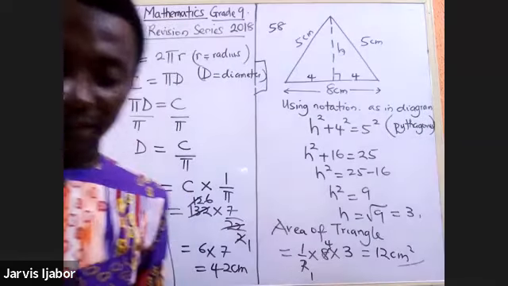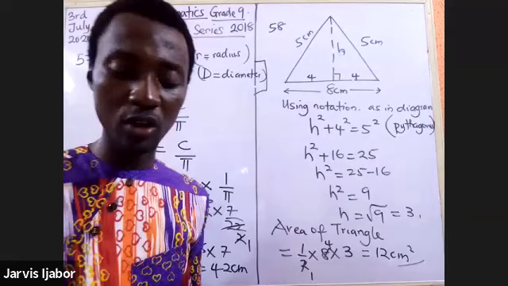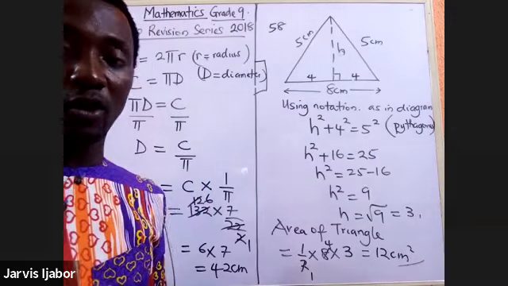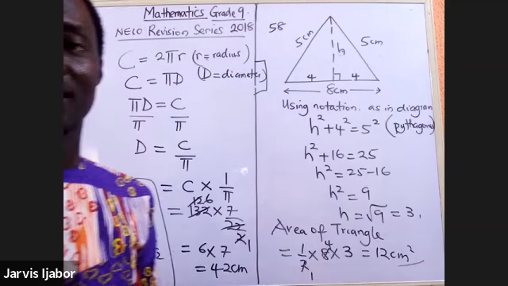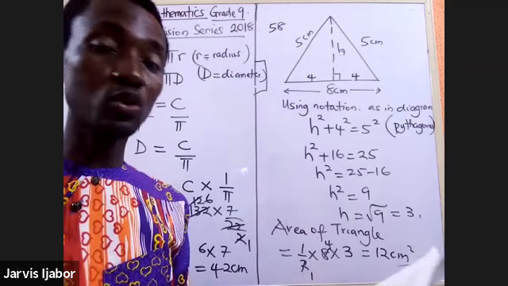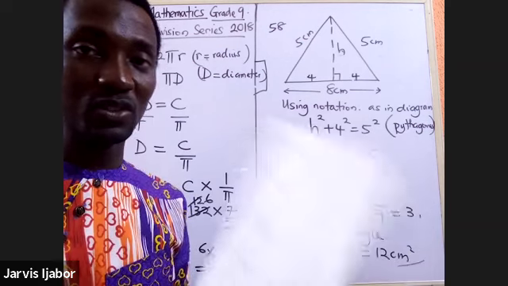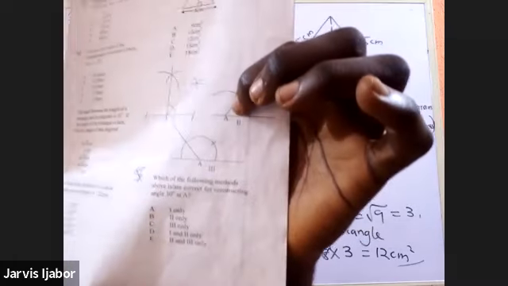Question 59. Which of the following methods above is or are correct for constructing angle 30 degrees at A? So I want you to look at that question and give me your response. That's the question. I don't know if you'll be able to see it well. Those are the diagrams given. So now check out which of them is the correct way for constructing 30 degrees at A.